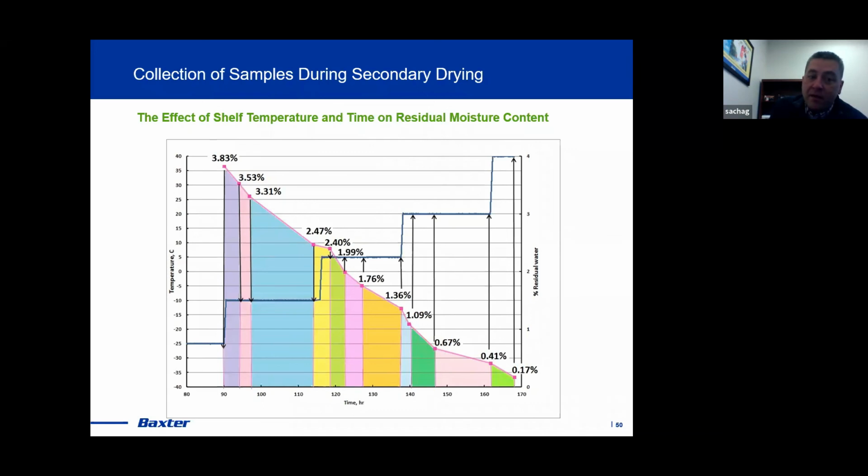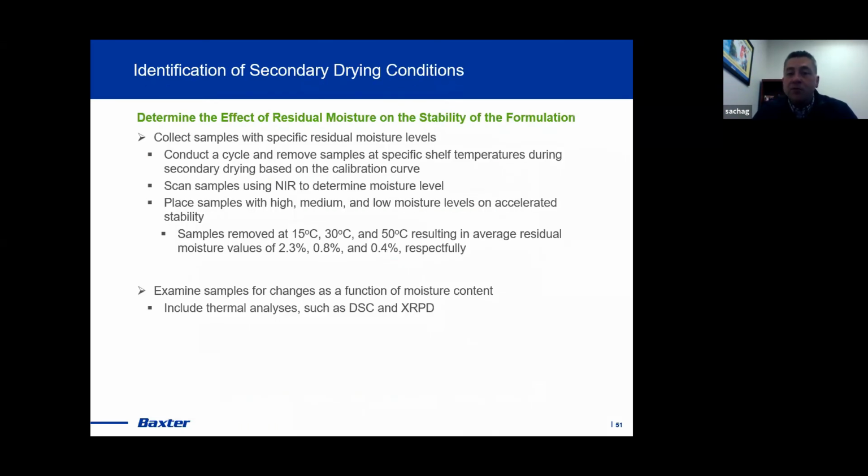So here at the end of primary drying at minus 25, this product had almost 4% moisture. But if you hold it at minus 10 for, say, a number of hours, moisture drops to around 2.5%, and so forth. And so what we'll do is conduct a study where we're removing samples at specific conditions so that we have samples prepared with different levels of residual moisture. This tends to be a very consistent way of obtaining samples with definite residual moisture contents. We then take these samples, scan them using NIR to obtain the exact concentration of residual moisture at T0, and then store them on stability.